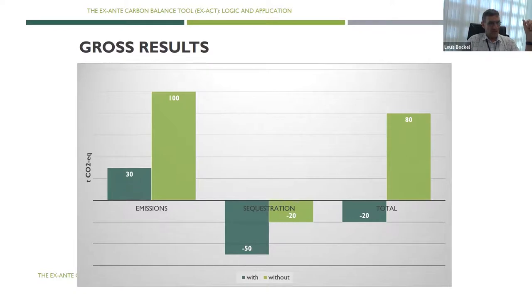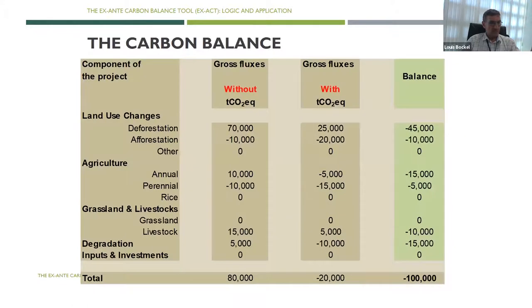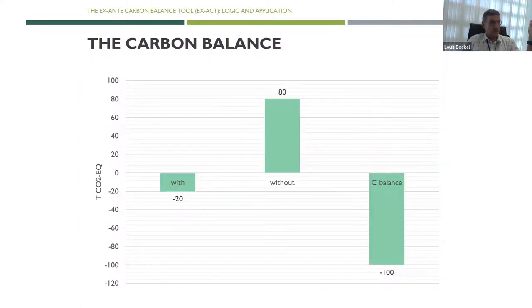And the difference between these two is the result. So what we do is with project minus without project, which is the balance. And the balance is translated here into minus 100,000 tons of CO2, which is the difference between minus 20,000 and 80,000. You see?